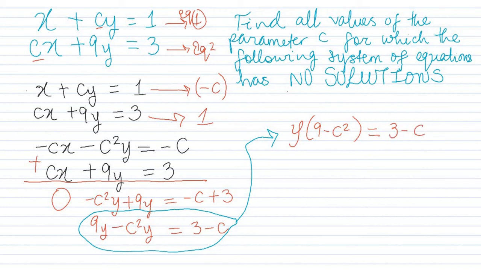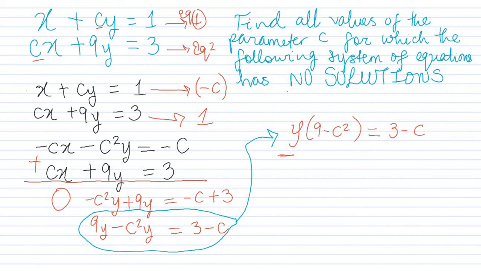Well, one thing you can also do is bring out a negative, because you have to look at this question here. First of all, y times 9 minus c squared equals 3 minus c. What is the way to simplify this question further?